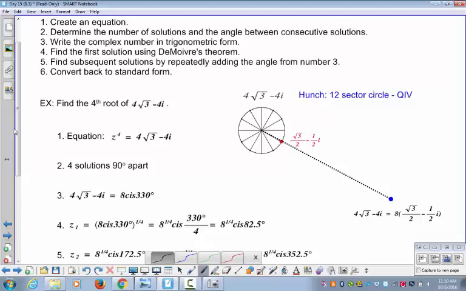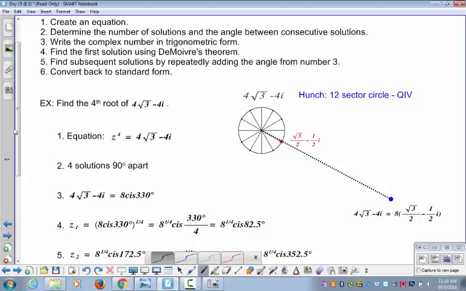And then we're going to find subsequent solutions by repeatedly adding the angle from step 3. So if we find one answer, the first answer, and we know that the next answer is 120 degrees apart, we just add 120 degrees. And then add 120 degrees again. That's how we're going to do it.